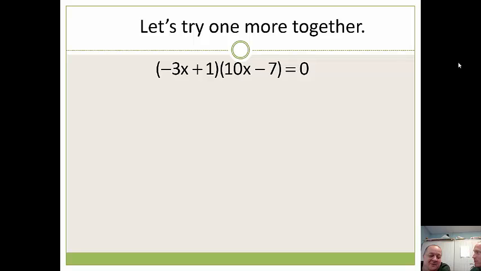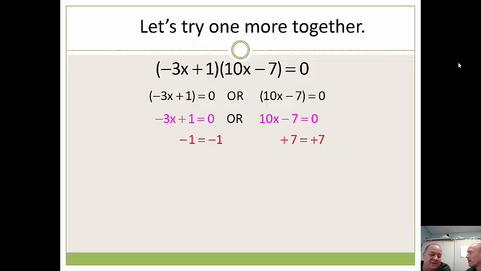So what do we do? Well, we can take either one of these by themselves. Let's look at one. We have negative 3x plus 1 equals 0, or you could go 10x minus 7 equals 0. In this case, it does look similar, like we're going to have a fraction on either one, though. Which is okay. I think we can deal with that. Not a problem at all.